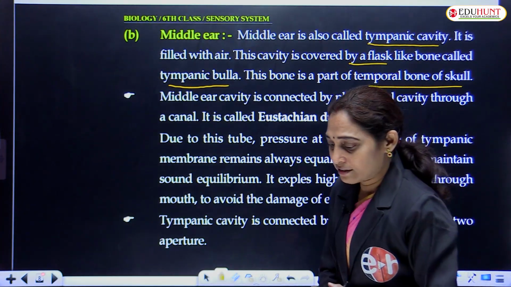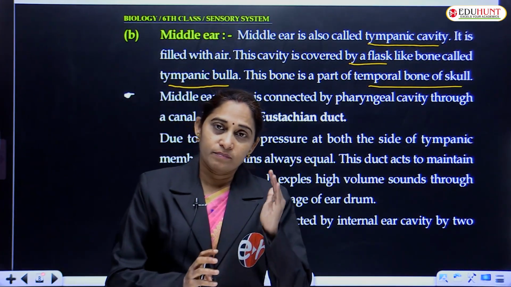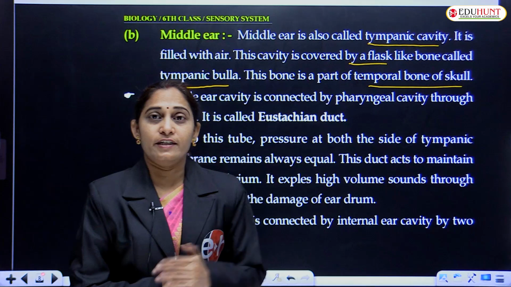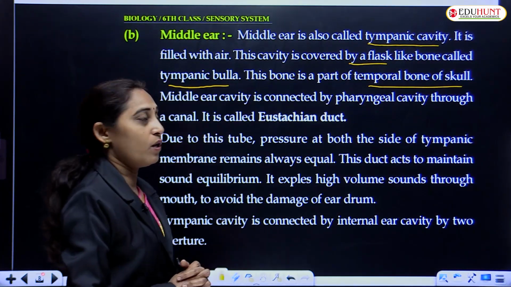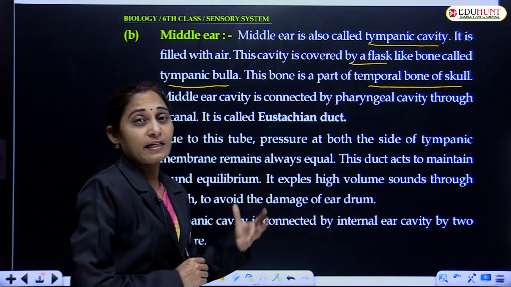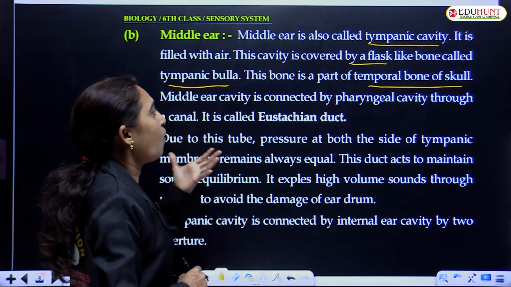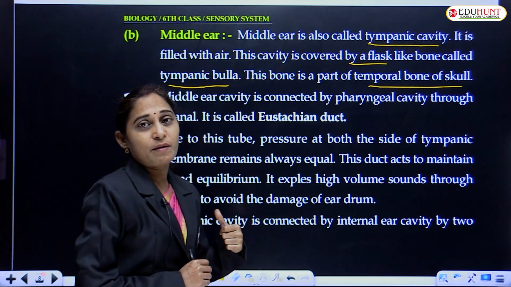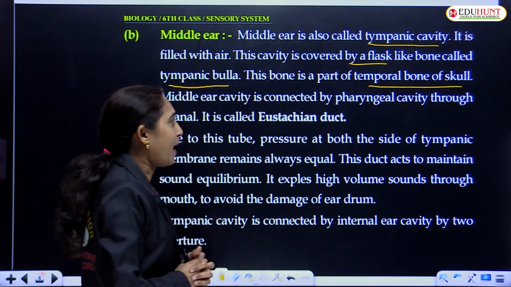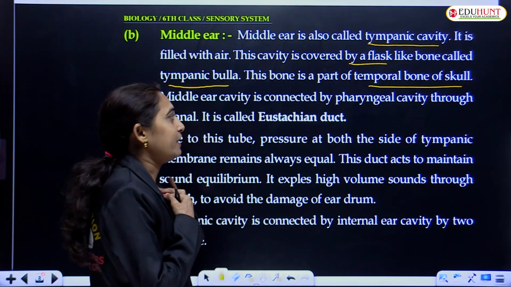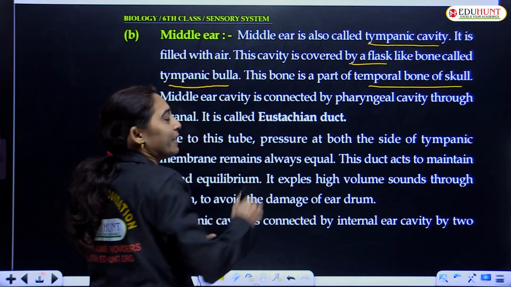Tympanic bulla is the bone connected to the middle ear, the middle ear part of the ear, which is supported by the bone tympanic bulla. This bone is called tympanic bulla, and the cavity of the middle ear is called tympanic cavity, and the bone is extended from the temporal part of the skull, and the cavity is connected to the pharyngeal cavity, that is beside the gut. So it is the middle ear cavity.